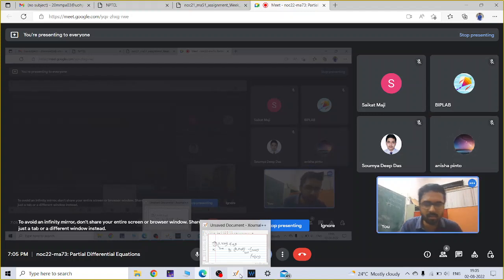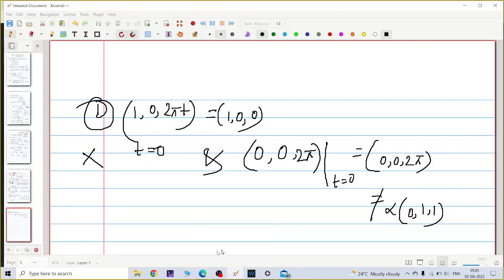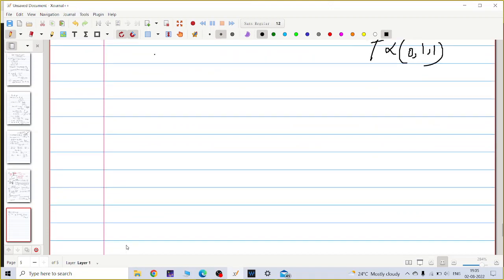You understand now? Tangential direction. The tangential direction in a parameterization is just the derivative with respect to the parameter. Okay, so I want to move to the next problem. I will discuss the method of characteristics here. This problem, problem number 8.